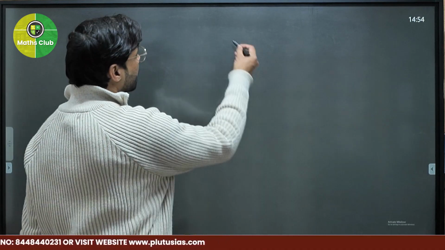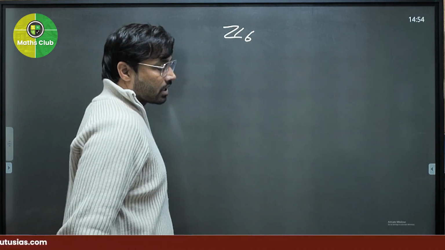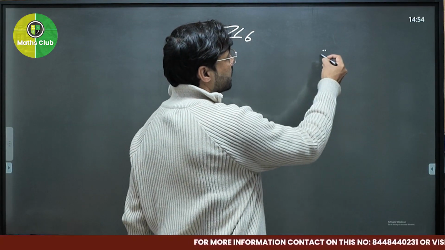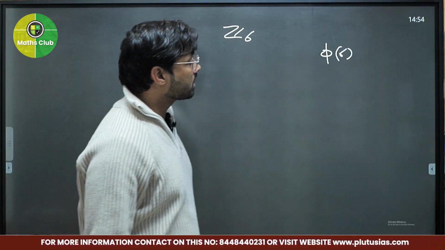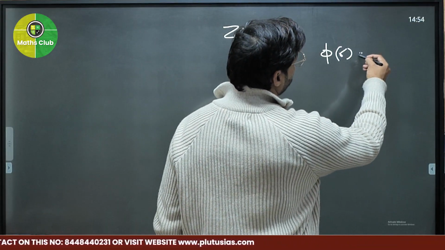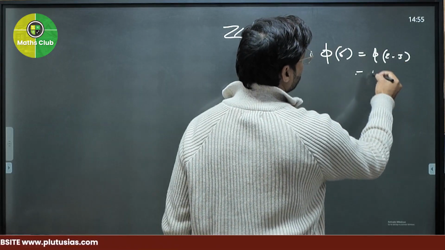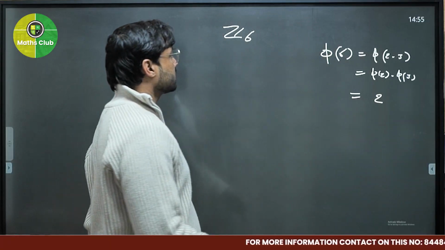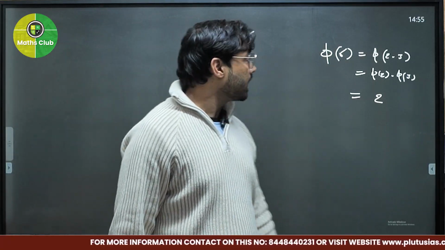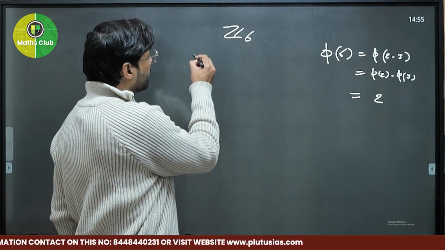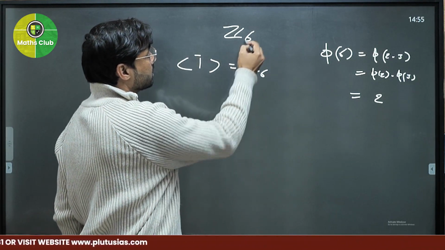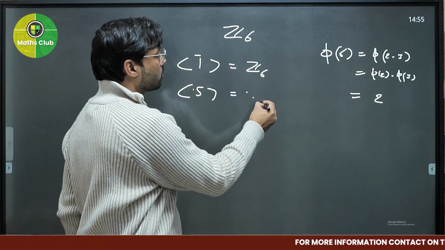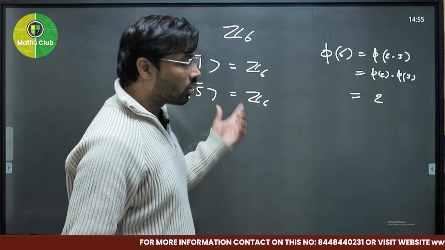Similarly, take another example like Z6. Which are the generators and how many? How many generators you can calculate directly by using phi 6. Phi 6 is phi of 2 into 3, that means phi 2 into phi 3, which gives 1 and 2, that means 2. There are 2 generators in Z6: 1 bar and 5 bar, as 1 and 6 are co-prime and 5 and 6 are co-prime. So there are 2 generators, 1 bar and 5 bar, of this cyclic group.